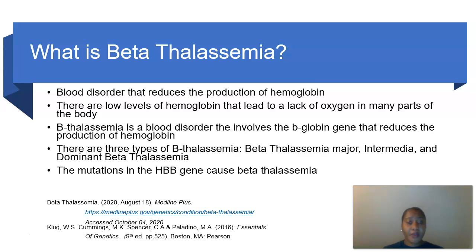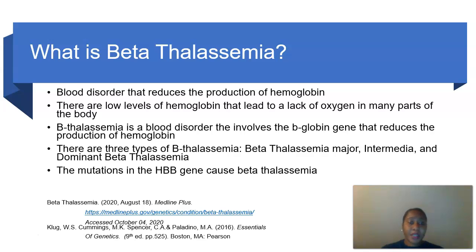So when there are low levels of hemoglobin, it can lead to a lack of oxygen in many parts of the body. So the thing with this kind of disorder, it causes anemia, and it makes the person more fatigued. Beta thalassemia is involved with the beta globin gene that reduces the production of hemoglobin.